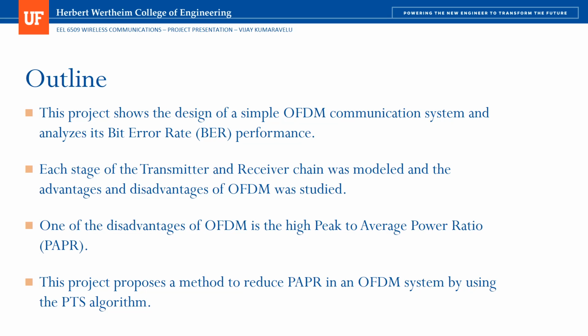First, I will be designing a simple OFDM communication system and trying to analyze its bit error rate performance. During the course of the project, each stage of the transmitter and receiver chain was modeled and the advantages and disadvantages were studied. One of the main disadvantages that this project aims to solve is the high peak to average power ratio. This project provides a solution to this problem using the PTS algorithm.